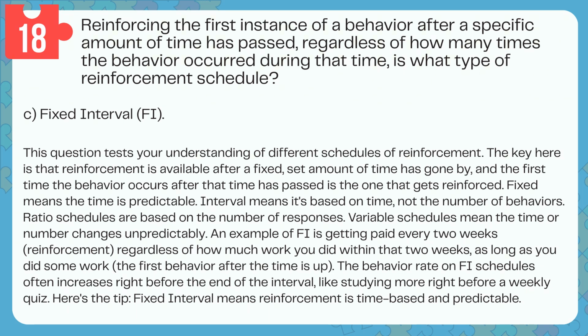Ratio schedules are based on the number of responses. Variable schedules mean the time or number changes unpredictably. An example of FI is getting paid every 2 weeks. Reinforcement comes regardless of how much work you did within that 2 weeks, as long as you did some work, the first behavior after the time is up. The behavior rate on FI schedules often increases right before the end of the interval, like studying more right before a weekly quiz. Here's the tip. Fixed interval means reinforcement is time-based and predictable.